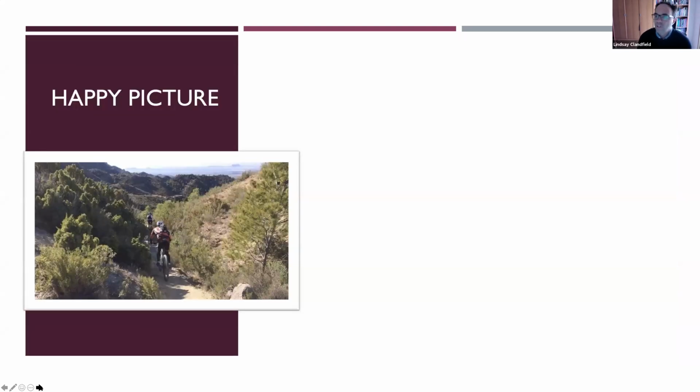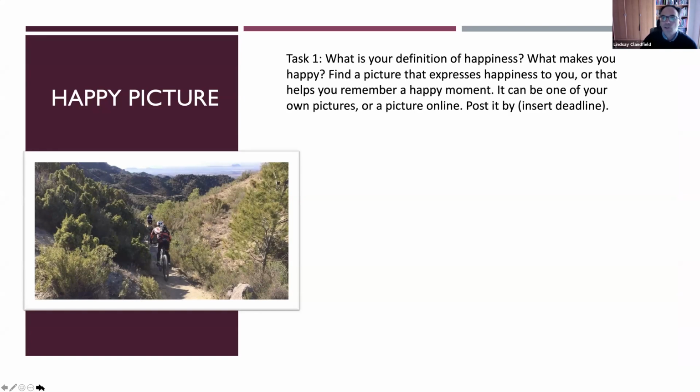Okay, let's start with the personalized activities. One that I quite like is one Jill and I created. We called it Happy Picture. This is the kind of thing we do often at the beginning of a course. So here's the exact kind of text that I write for a thing like this. I would put in the forum, what's your definition of happiness? What makes you happy? Find a picture that expresses happiness to you or helps you remember a happy moment. One of your own pictures or an online picture, and then I give them a deadline.